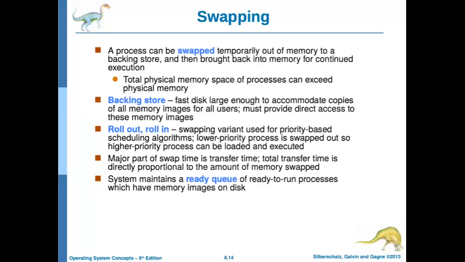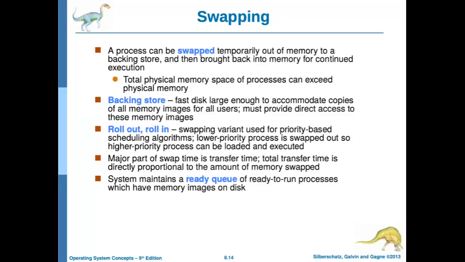This is a fast disk large enough to accommodate copies of all memory images for all users. So two requirements are mentioned there. It should be fast. That is actually a problem with Windows, because Windows goes with NTFS, right? Whereas in Linux, because this is a separate partition, a separate file system will be there, and that is not a usable area by the users. So to make it fast, the file system plays an important role. That is one thing, fast, and it should be large enough to accommodate copies of all memory images.